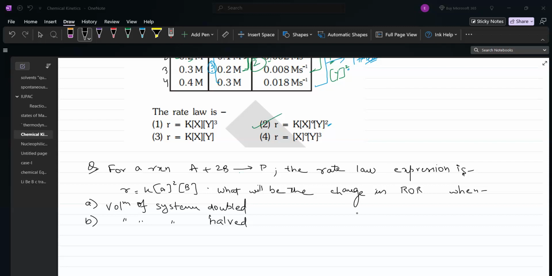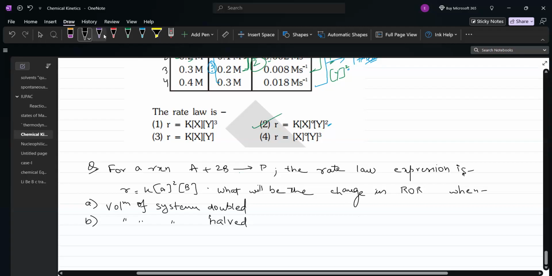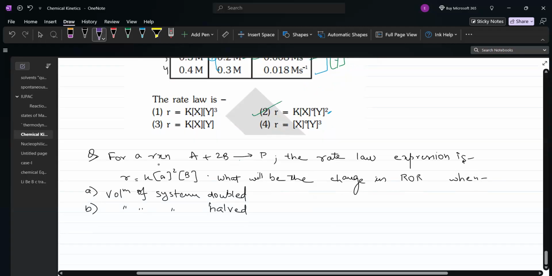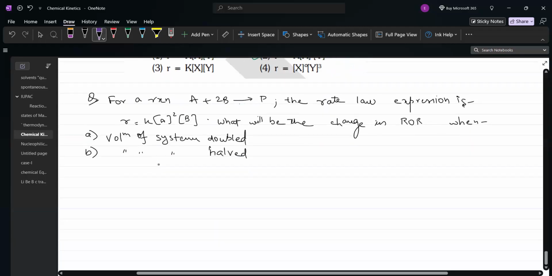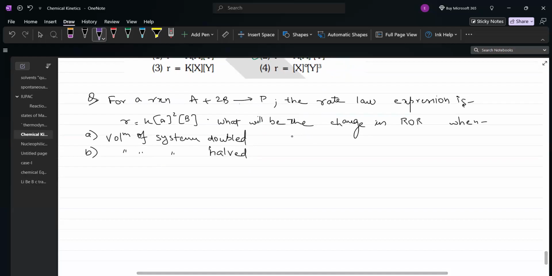So I think you have written the question. So let's solve this. The rate of reaction is given as this. The rate law expression is also given. We have to calculate the change in the rate of reaction.